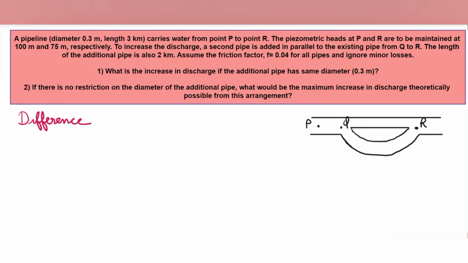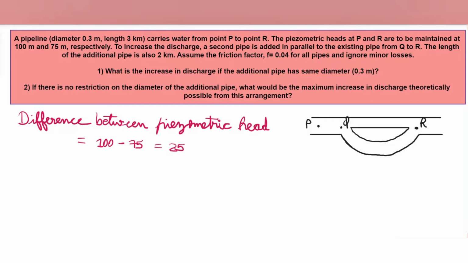First of all, we'll find the difference between the piezometric heads. The piezometric heads are already given to us, which is 100 meter and 75 meter. For P and R it is given in the question, we will use that. So the difference between the piezometric heads will be 100 minus 75, which is equal to 25 meter. This is the difference between the piezometric heads, which will be our hf.